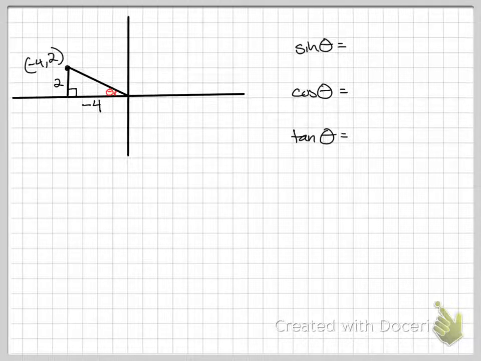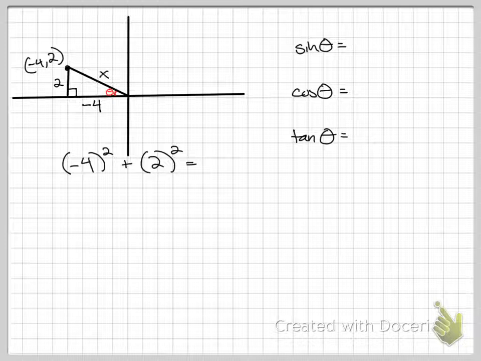We need to find the missing side. So using our parentheses, leg squared, doesn't matter which one you do first, plus the other leg squared equals, I should have labeled that x squared. Remember, when you square a negative number, it is always positive.